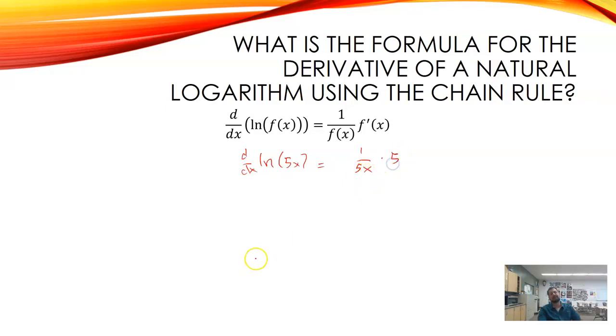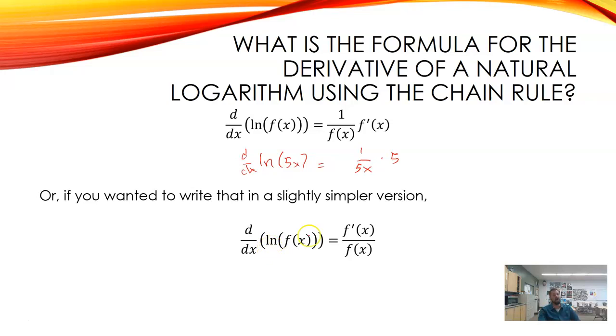Then we would multiply that by the derivative of 5x, which is 5. A slightly simpler way to write that, if you wanted to, is you could say, all right, I'm just going to put the derivative on the top and the original function on the bottom, because really that's all that's happening here. I've got 5 over 1 times 1 over 5x, and when we multiply fractions, it's top times top and bottom times bottom, so I get 5 over 5x, which would be that derivative.